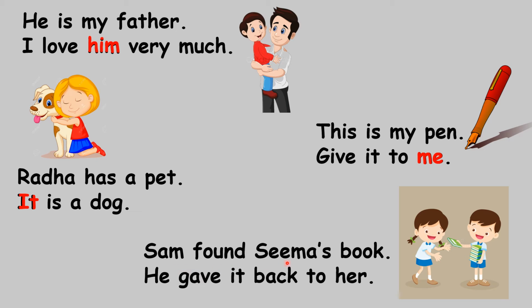Sam found Seema's book. He gave it back to her. Here the pronoun her is used. Sam has found Seema's book and now he is giving it back to her. You cannot say she. You have to say back to her. He gave it back to her is the telling part. So here the pronoun her comes.